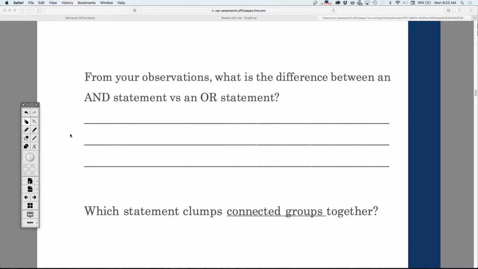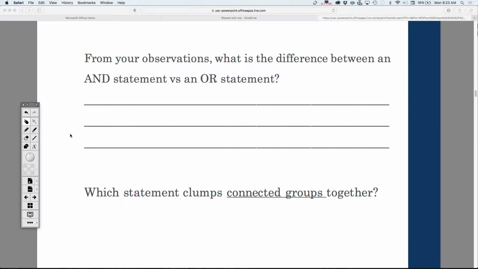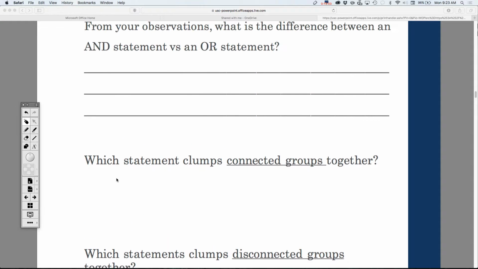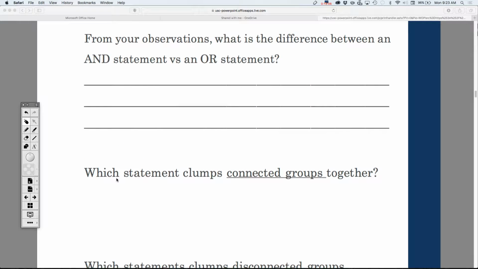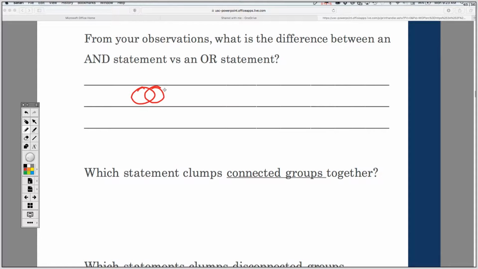Okay. Ready to share? Okay. What is the difference between an "and" statement versus an "or" statement? Karen, you want to answer this one? Oh, you cheated. You used the words from down here. But yeah, that's exactly right. Okay, so "and" connects groups, "or" disconnects groups. And if you needed to see a visual, do the Venn diagrams and you would see the parts that they have in common, right? And then this one would be the parts that they do not have in common, would be the "or".